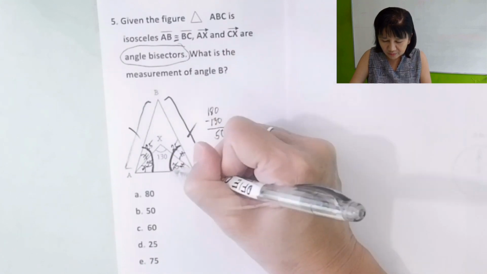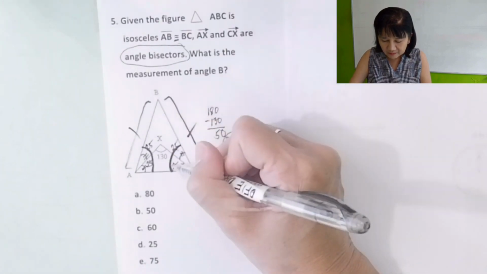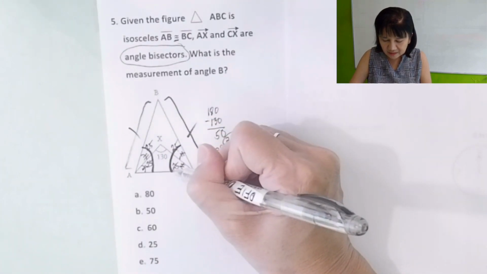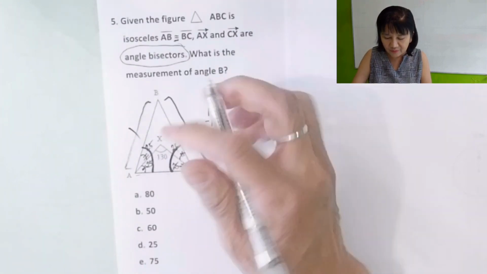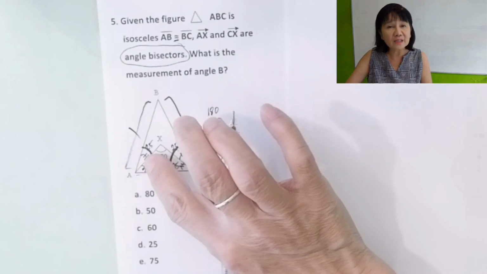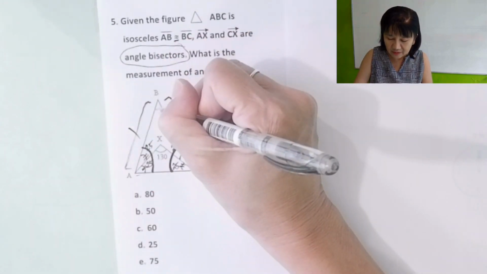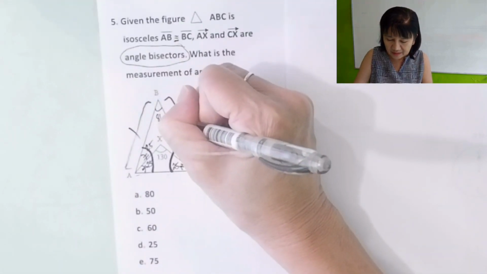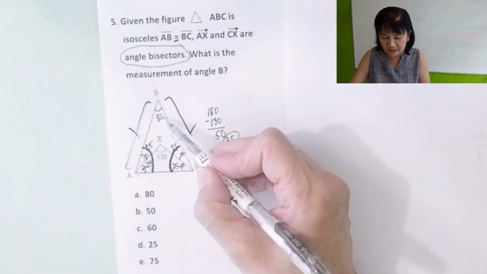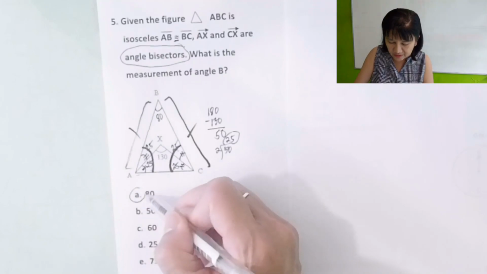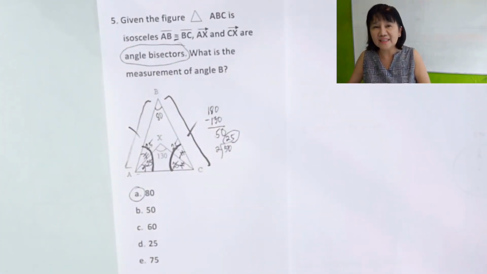So this whole thing, angle BCA is 50, and angle BAC is also 50. 50 plus 50 is 100, so therefore, angle B will be 80. There. 50 plus 50 is 100 plus 80 is 180. Therefore, angle B is 80 degrees.